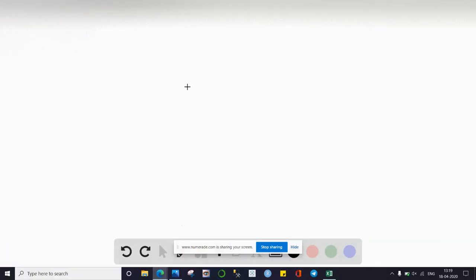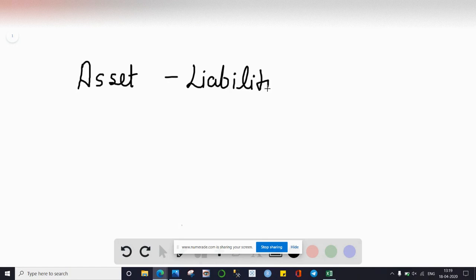Okay, so let's understand the impact of the current event which has been stated in the problem. First of all, we will start with our basic accounting equation and then we will move forward with the problem. Assets minus liabilities equals equity. So this is the basic accounting equation.